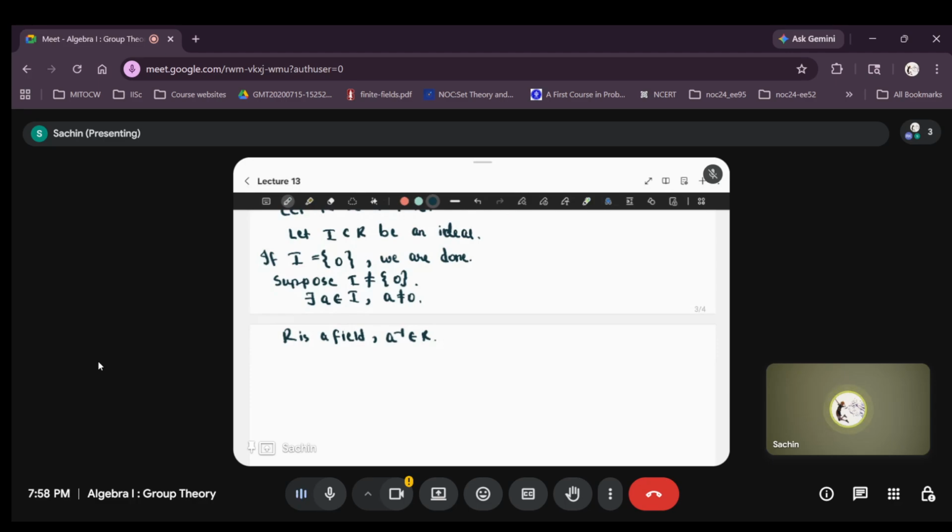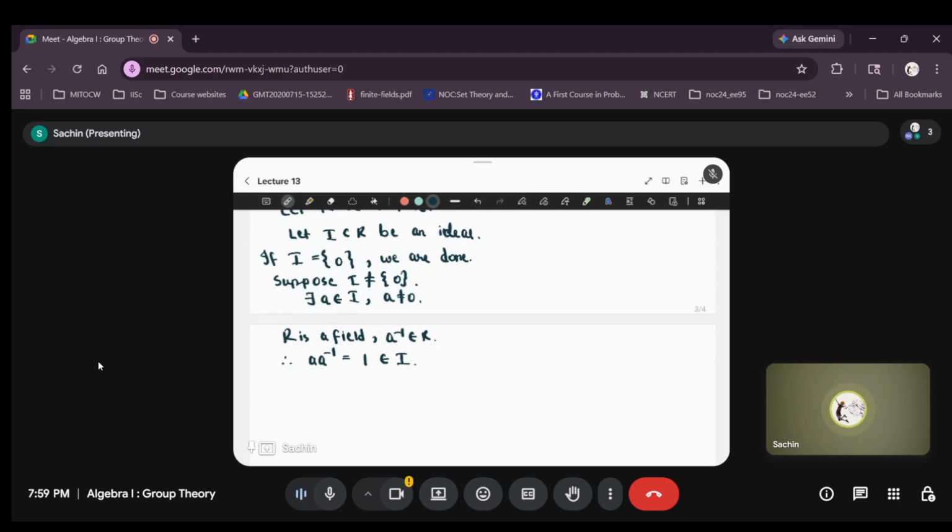By property, what is the property of an ideal? If some element is in the ideal, and for any other element in the ring, their product is in the ideal, right? A is in the ideal, A is not 0, so A inverse is in the ring. So their product must be in the ideal. Therefore, A inverse times A, which is 1, is in the ideal.